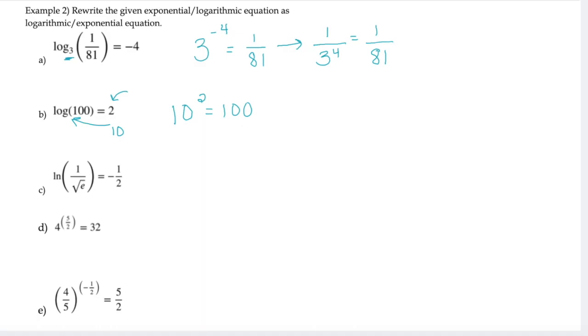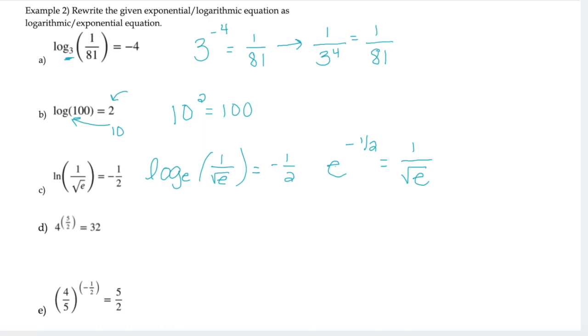Let's look at C. I have the natural log of 1 over the square root of e is equal to -1/2. Remember, the natural log is the same as saying log base e of 1 over the square root of e equal to -1/2. So I can take then e to the power of -1/2 is equal to 1 over the square root of e.